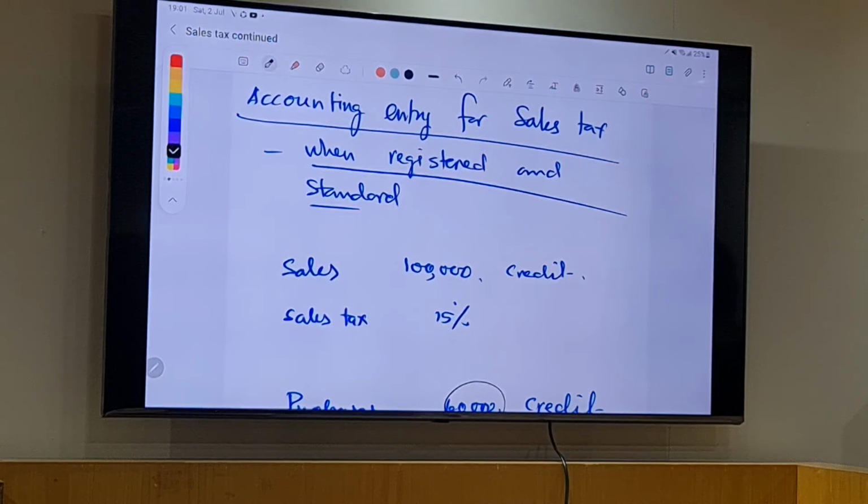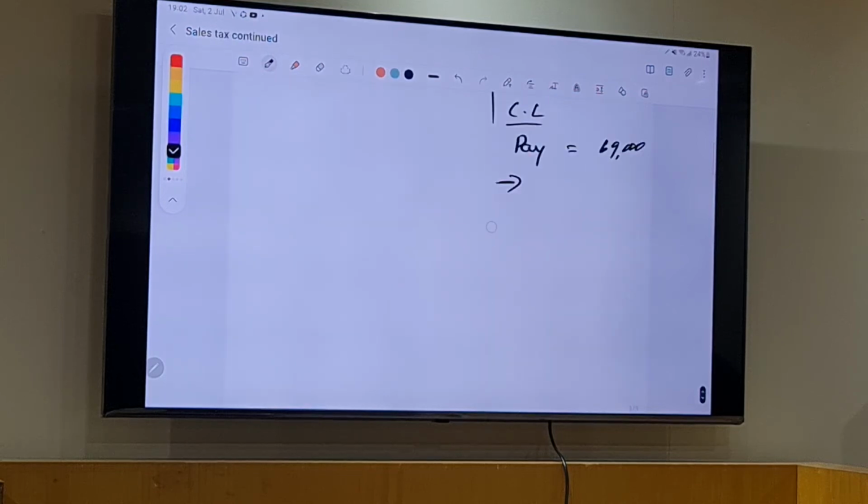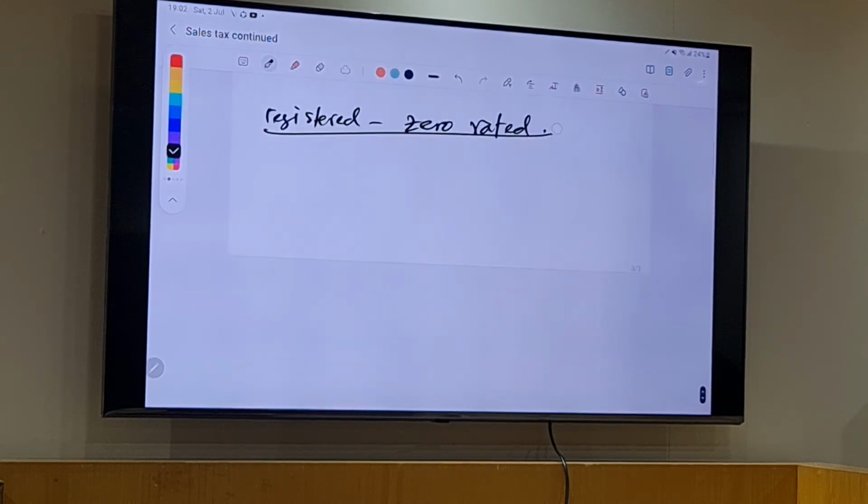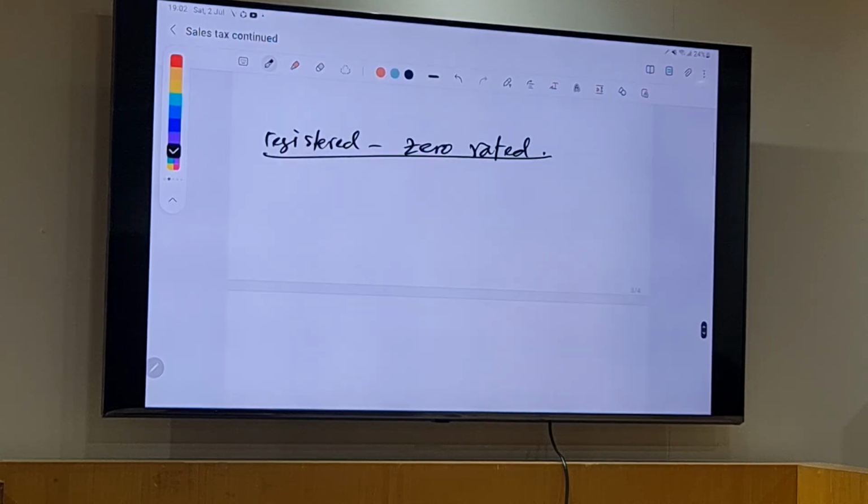Now let's try to understand when registered but zero rated. How will the situation change? This is standard rated. Now let's work out registered, zero rated. If it's registered and zero rated, same example, sales how much?